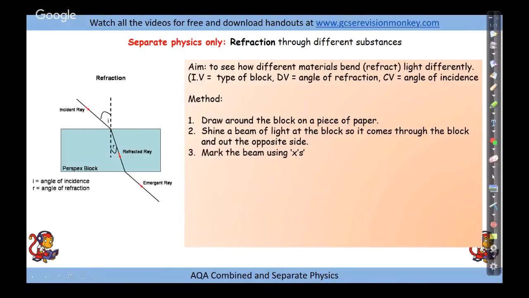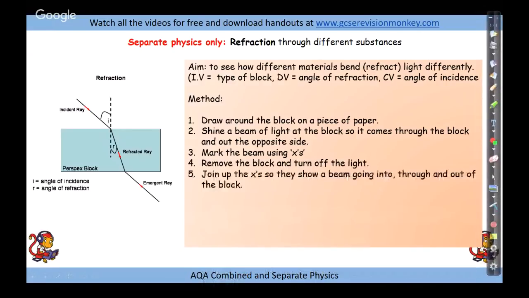We're going to mark the beam using X's. So you've got your ray of light, you're shining it at your block, just put some X's down where it goes in, put some X's down where it comes out. Obviously, the more X's you use, the more clear your line is going to be. Okay, we're going to remove the block, turn off the light, possible risk of burning if it's a light bulb.